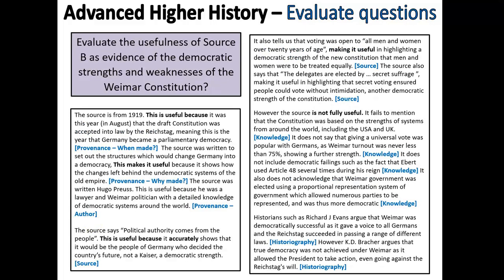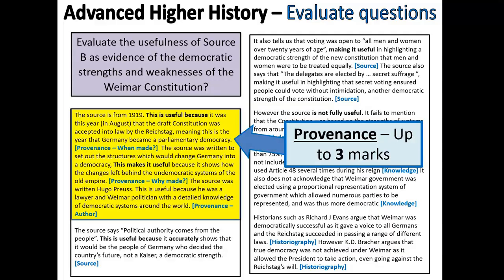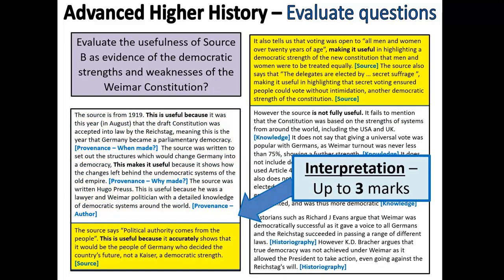This is the full answer which is required to gain 12 marks at Advanced Higher for an Evaluate the Usefulness question. Remember, we do 4 key actions. We start off by discussing the provenance of the source. This means talking about who made it, when it was made, and why it was made, linking these to the question. We then go on to get 3 marks for interpretation. This is when we take 3 quotes from the source and we explain their relevance to the specific question.